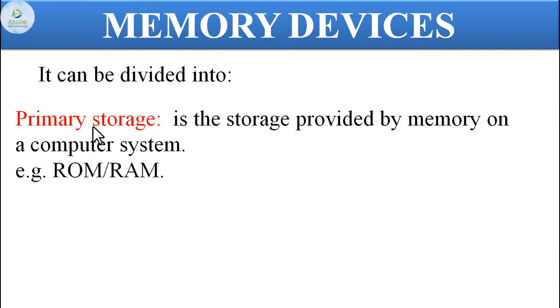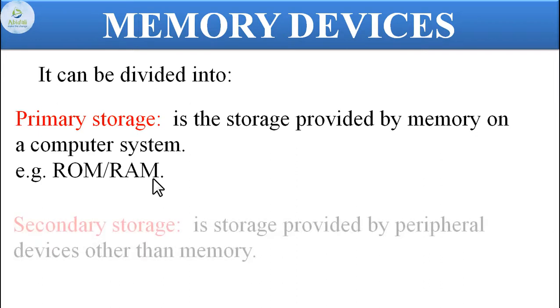The primary memory, or the primary storage, is the storage that is provided by the memory which is built onto the computer system. Examples of the primary memory include ROM and RAM. RAM stands for random access memory and ROM stands for read only memory. Both of these play an important role in the computer storage. We will discuss them one by one.